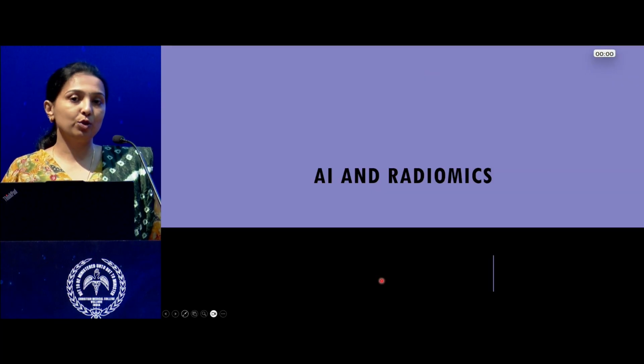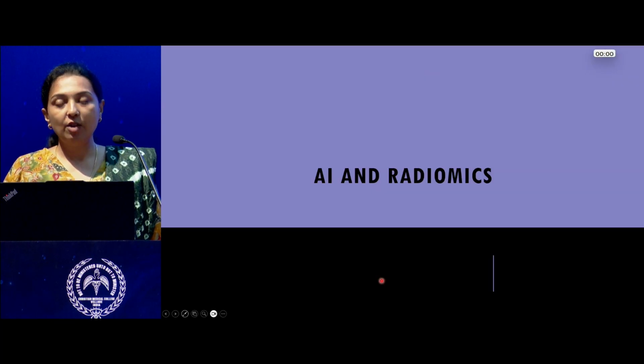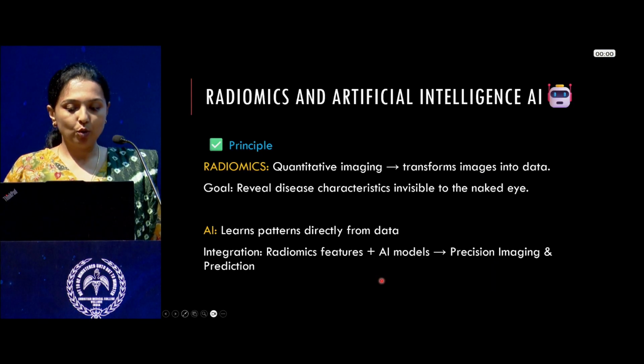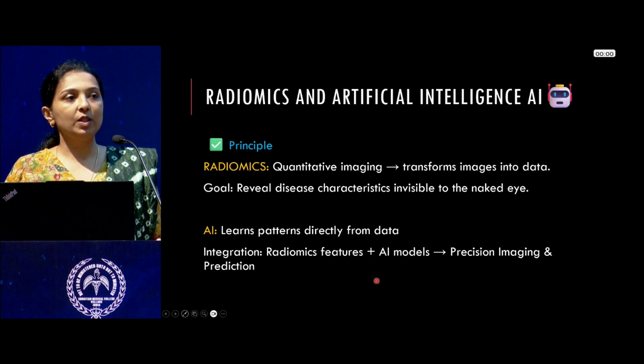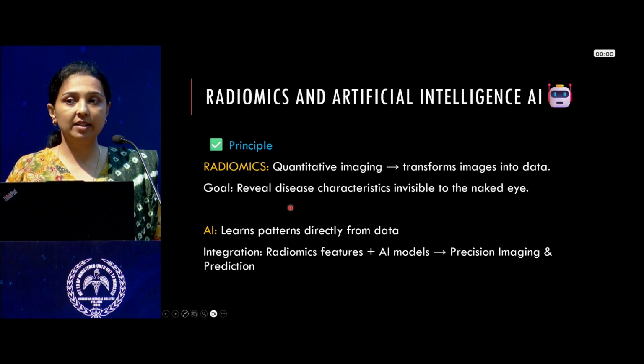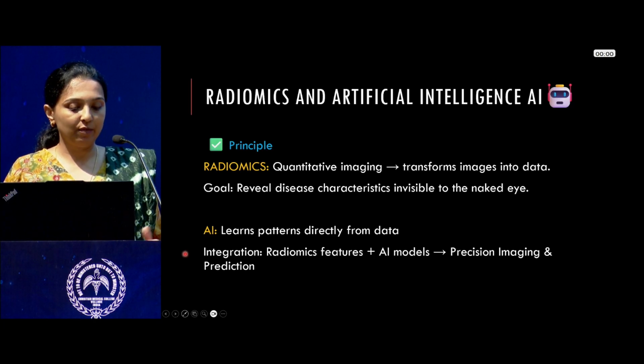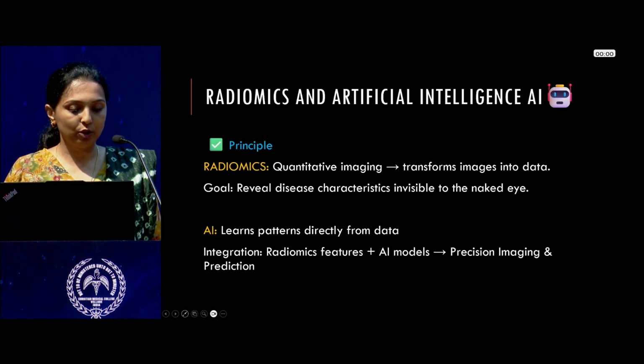Lastly, one has to talk about AI and radiomics, which have been making considerable and rapid progress in all areas. So, in simple words, what is radiomics? Radiomics is a quantitative imaging technique which transforms images into data. The aim is to reveal disease characteristics which are not visible to the naked eye. On the other hand, AI learns patterns directly from the data. Now there is integration of the two techniques, allowing more precision imaging and even predictive imaging.